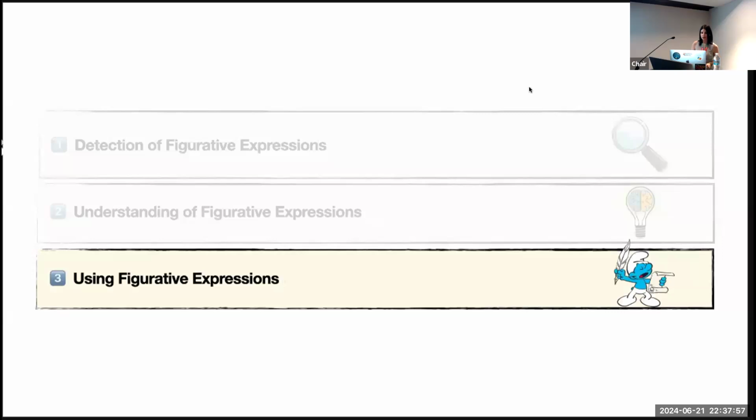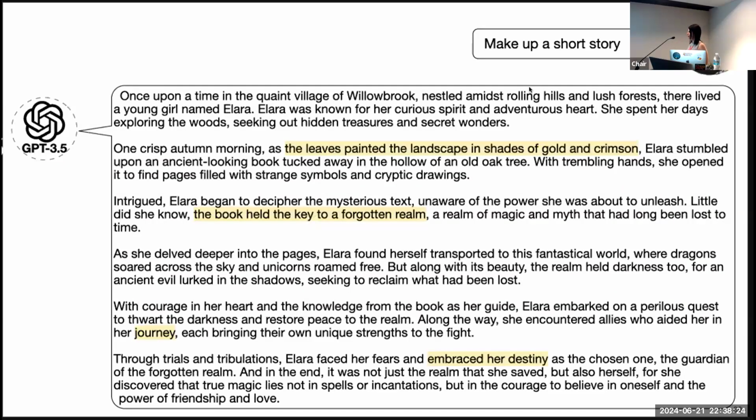So for the last part, let's discuss use or generation of figurative language. Arguably, as people, if you want to use a figurative expression, we better know what it means. Otherwise, it could be quite embarrassing. And so our language models generate figurative language, we already know they do, but do they also use it correctly, do they understand? We already saw this example from ChatGPT using many figurative expressions in this generated story. So we know models definitely generate figurative expressions.